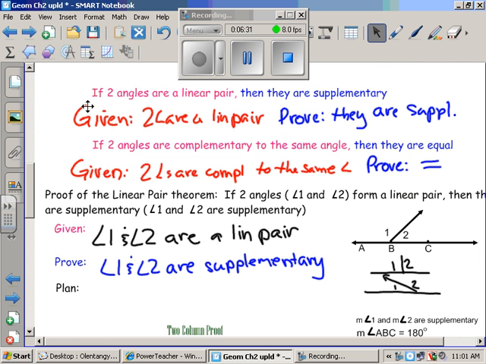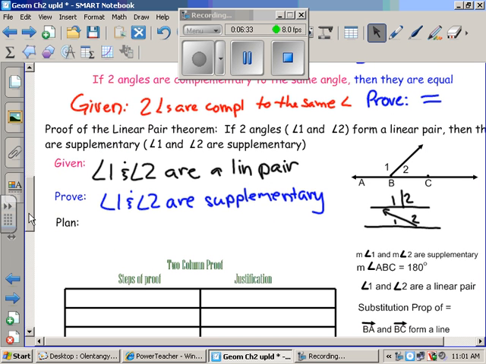And then the plan would be the syllogism, the statements. So I could say, if 1 and 2 are a linear pair, then their outside rays make a straight line. And if those outside rays make a straight line, then that's a straight angle, right? So it equals 180. And if it makes a straight angle and 1 and 2 make up that angle, then 1 and 2 equal 180. So I could make up a plan. I could write all my syllogisms.